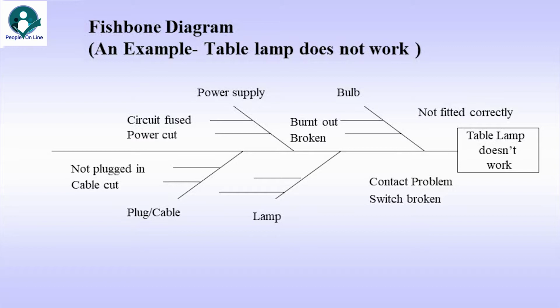Each cluster or each bone can further be broken down to sub-causes, and for example, power supply, we are seeing there's no power because the circuit is fused or there's a power cut. Similarly, the issue with the bulb could be that it's burnt or broken. And for the plug and cable, it could be that the cable has been cut or the plug has not been put in. And the issues with the lamp could be there's a contact problem or the switch is broken.